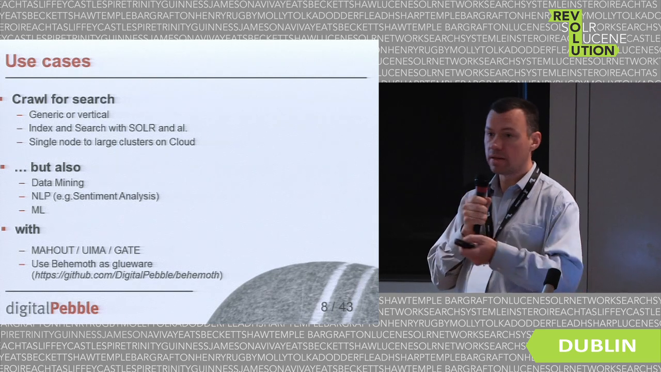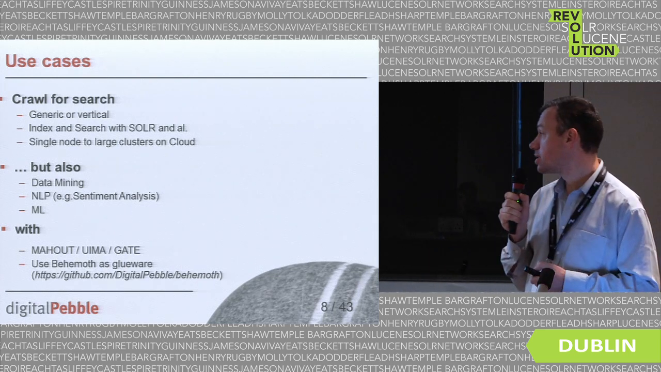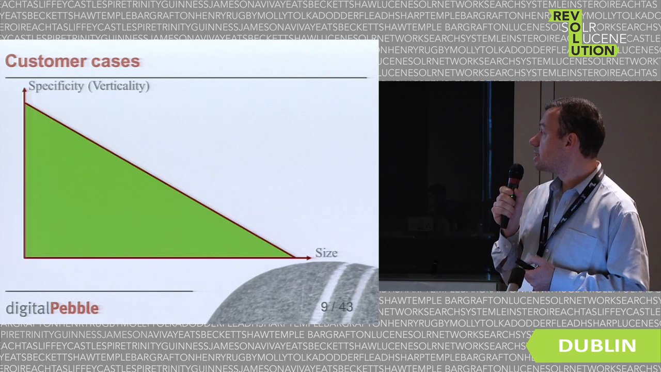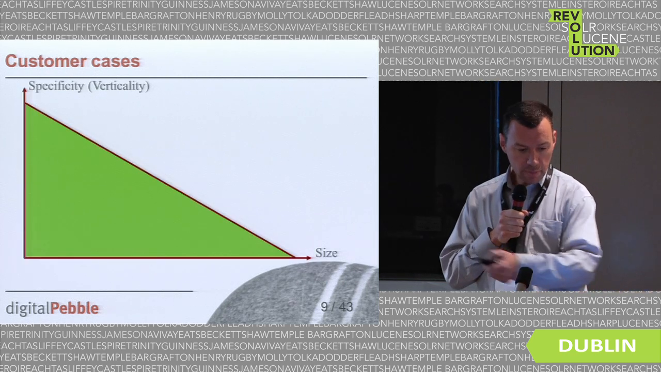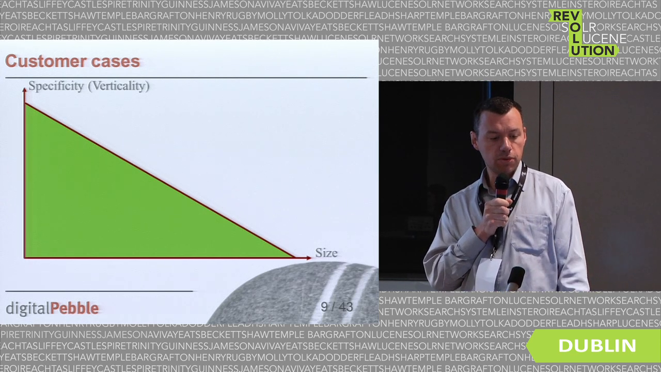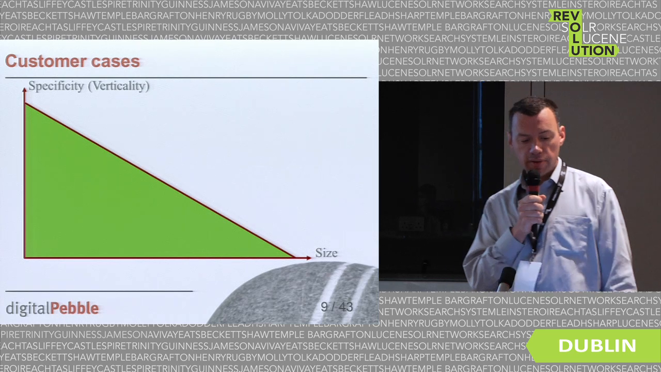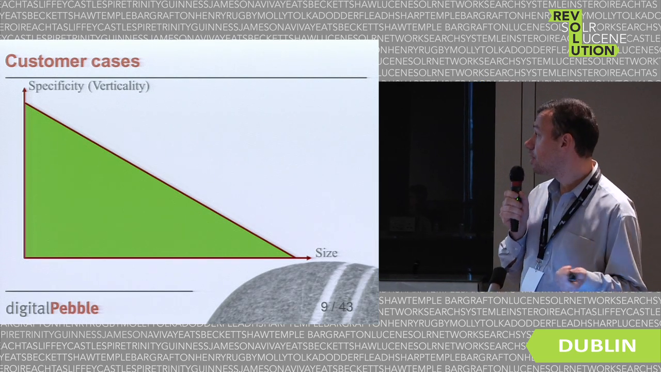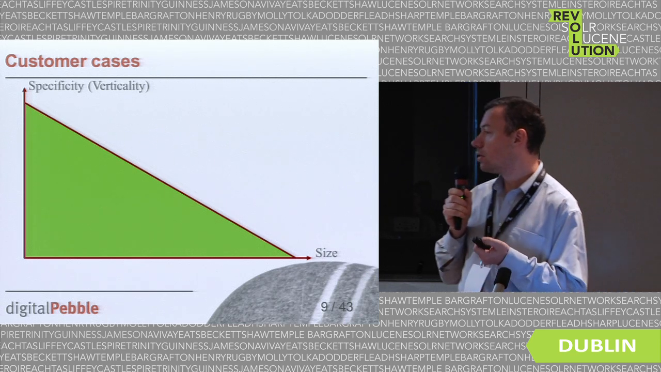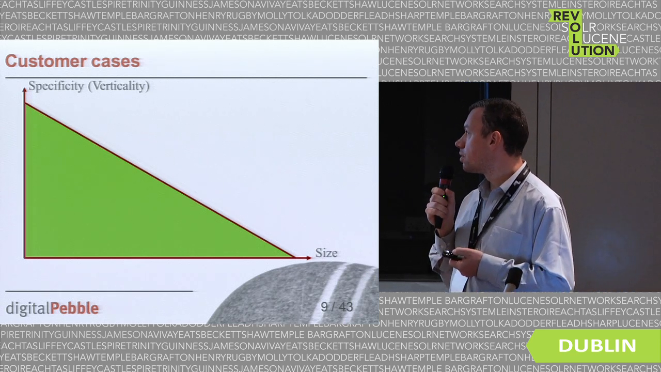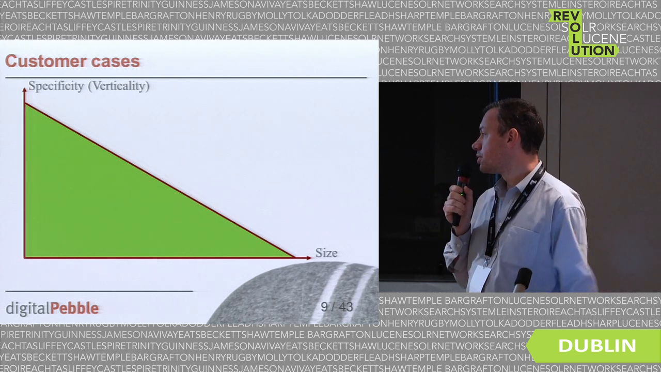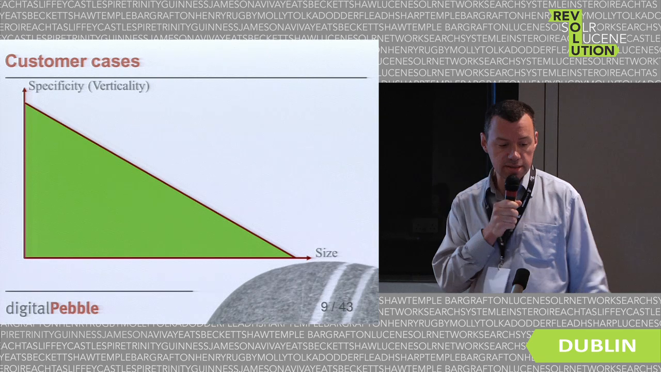And it's a way of combining them together to build a processing pipeline in Hadoop. So, customer cases. That's a very simple, two-dimensional representation of typical use cases. On the one hand, you have the specificity of the crawl, so whether you want to do very specific things, where you make assumptions on the data and use specific tasks. And on the horizontal axis, you have the size of the data set.